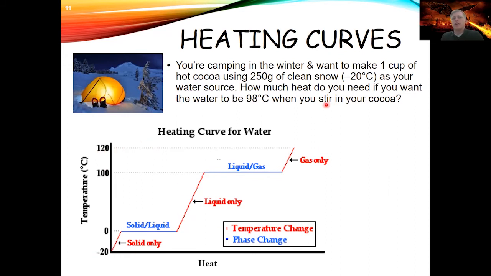So if we're starting at negative 20 degrees Celsius, we're going to be a solid at that temperature. And so while we're a solid, we will heat up until we get to our melting point. And during this range where we're a solid, our heat equation will be Q equals MC delta T. But then we get to this phase transition where we got to go from a solid to a liquid.